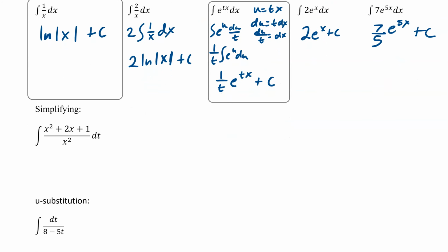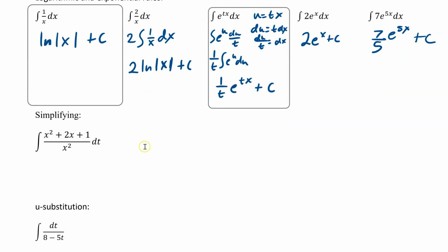Now, how this is going to happen with a lot of these logarithms is they're going to be part of the problem. So we want to simplify just like we did before. So we're going to divide every single one by themselves. So x squared over x squared plus 2x over x squared plus 1 over x squared. That's supposed to be an x dx. And then we simplify. So we get 1 plus 2 over x.